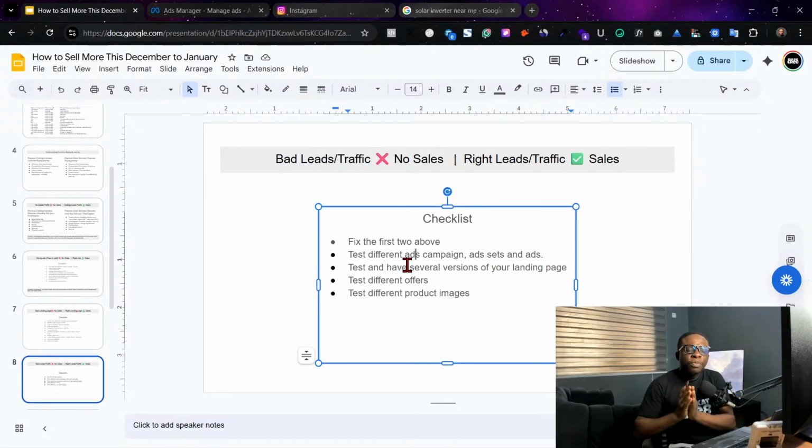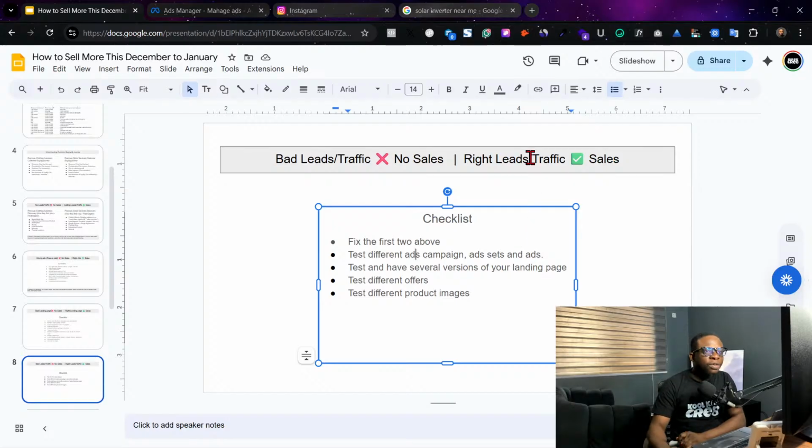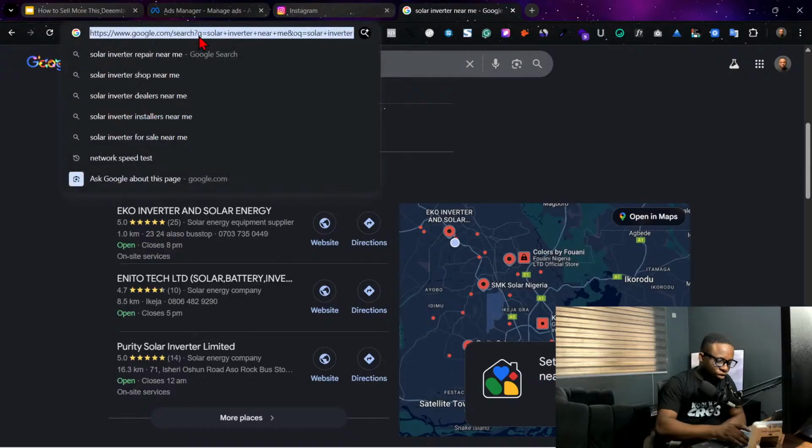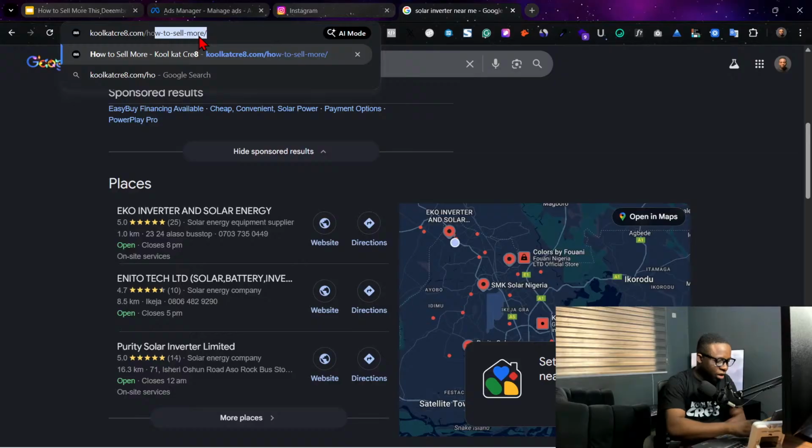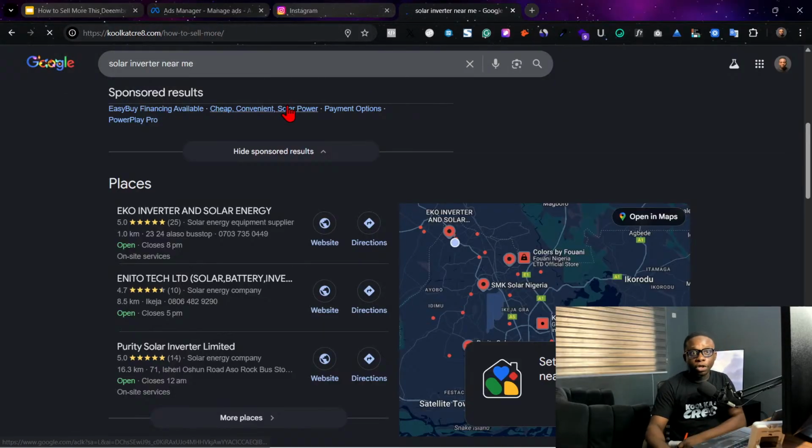Make sure your flow is so simple that it does not confuse people. Don't worry, when I get to the last page, I'm going to talk about the whole flow. So test the different ad campaigns. Test your ad sets. Keep testing. Test several versions of your landing page: landing page one, landing page two, landing page three. Test. So when I say landing page, let me show you. Most of you may have come through my landing page, and most of you may not have.